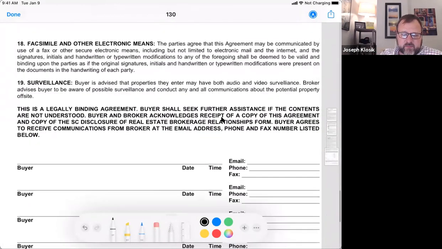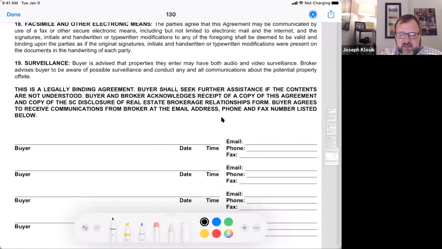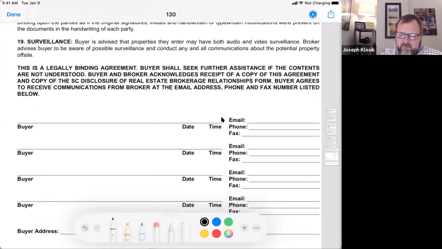Sections 18 and 19 are pretty self-explanatory. 18 says that we can use fax as well as other electronic means for signatures. 19 basically says the buyers are advised that properties we go into may have both audio and video surveillance. So just beware of that. If you have any questions or comments, excitement, anything about the property, wait till we're back in the car or back at the office. Don't talk about it in the house or at the front door, just in case the seller is surveilling. And then this basically says that it's a binding agreement. If you have any questions about the legality of it, you can talk to an attorney. Otherwise, this is a real estate agency agreement.